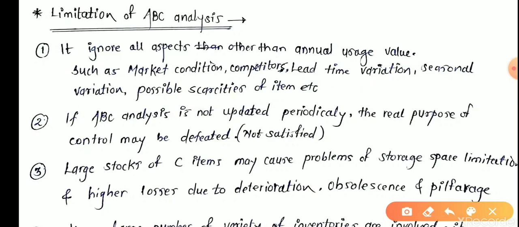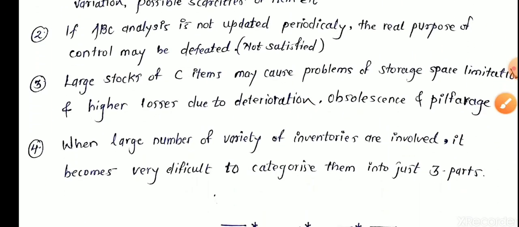Now, the second limitation: if ABC analysis is not updated periodically, the real purpose of control may be defeated, meaning not satisfied. We have to update our data, the number of materials, their usage values and unit prices periodically. Sometimes the unit price changes according to scarcities in the market, according to the availability of that material in the market. Hence, we update it periodically. Otherwise, its purpose is not satisfied.